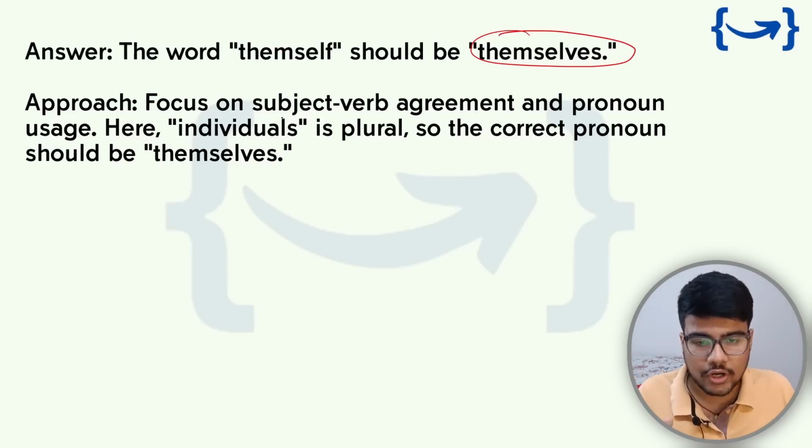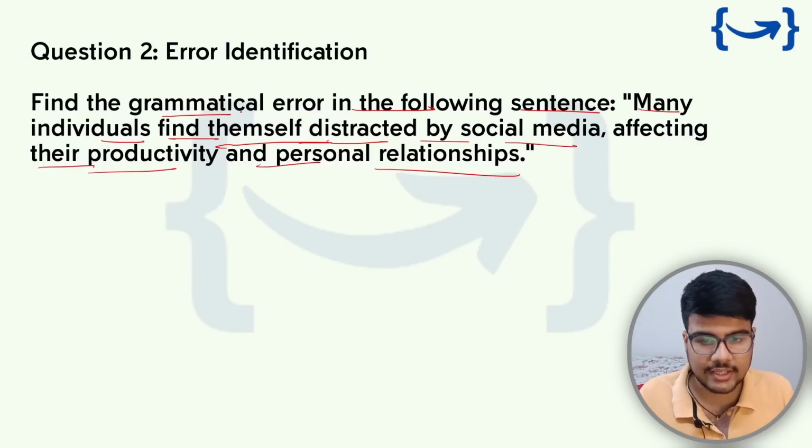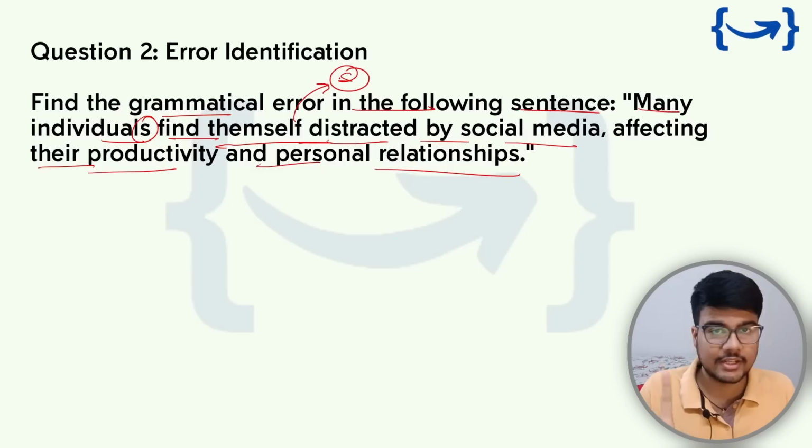Now, focus on subject verb agreement and pronoun usage. Here, individuals has been used as a plural. So it is for sure that we will deal with it using the plural form, which is themselves, not themself, which is used with a singular noun.